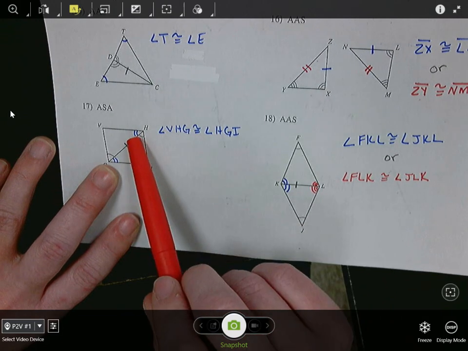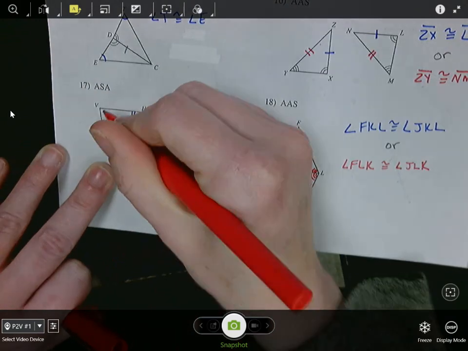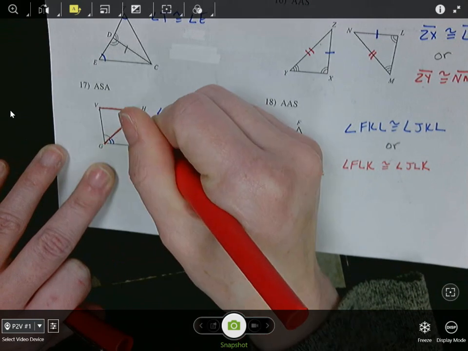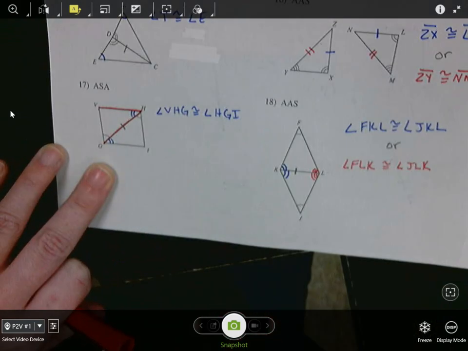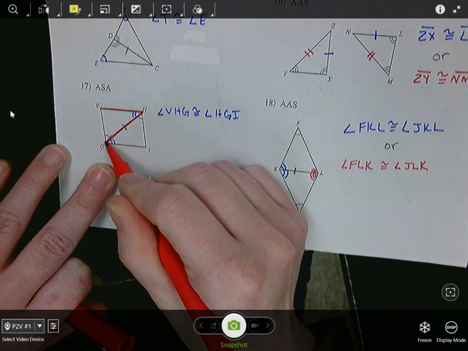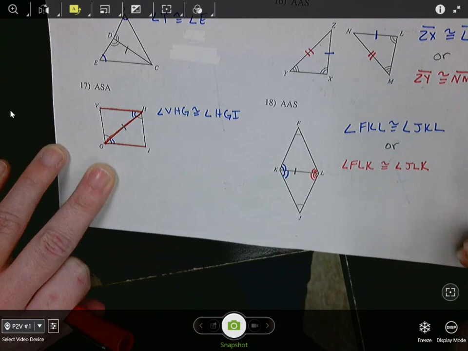This angle up here would be called angle VHG. You start at VHG, and then I just drew that angle right there. And then angle HGI. Now I just drew this angle down here at the bottom.